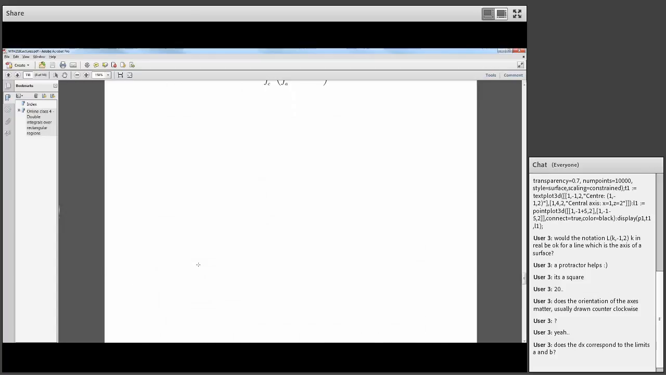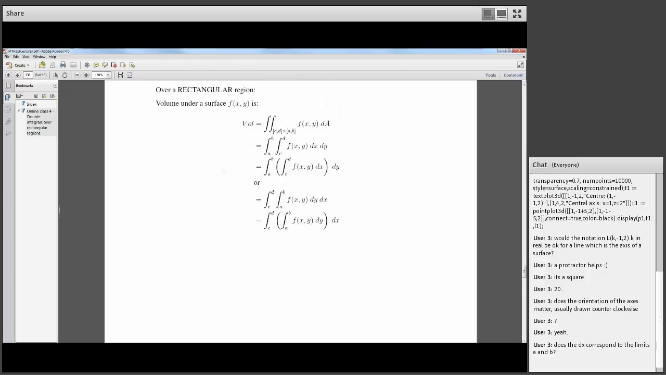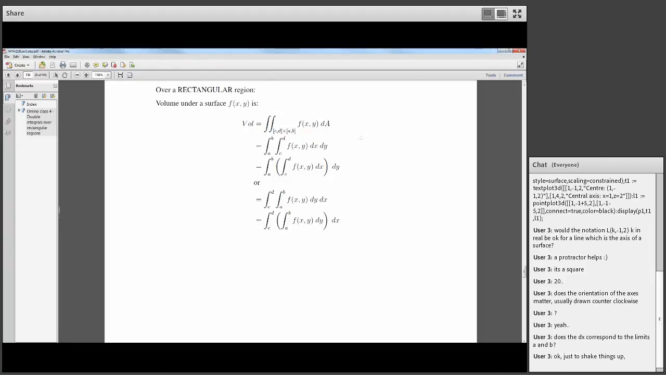And so what should happen here is that the inside limits should correspond to the inside variable, and the outside limit should correspond to the outside variable. So in this case, as I've written it, C and D correspond to X, A and B correspond to Y. That's what that one says at the top, and that sort of carries through the rest of it. I don't know why I flipped it around.